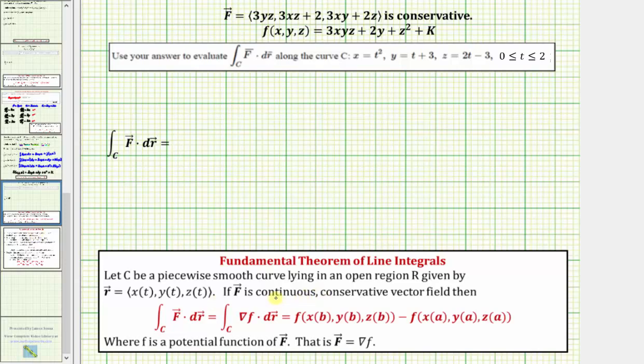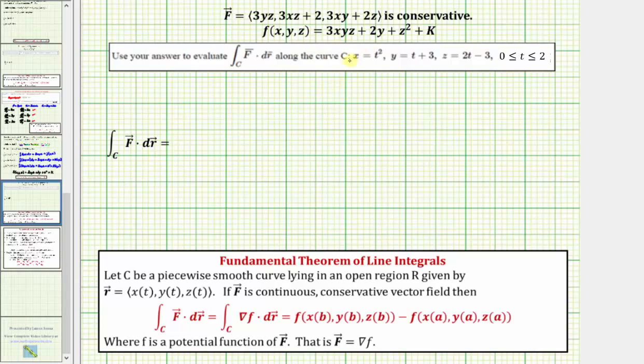If C is a piecewise smooth curve lying in an open region R, given by the vector function r of t, if the vector field f is continuous and conservative, then the line integral along the curve C of f dot differential r is equal to little f of x of b, comma y of b, comma z of b, minus little f of x of a, comma y of a, comma z of a, where the function little f is the potential function of the vector field f, which we already found. So because we know the vector field f is conservative, and we found the potential function to be little f of x comma y comma z, we can now use this to evaluate this line integral.